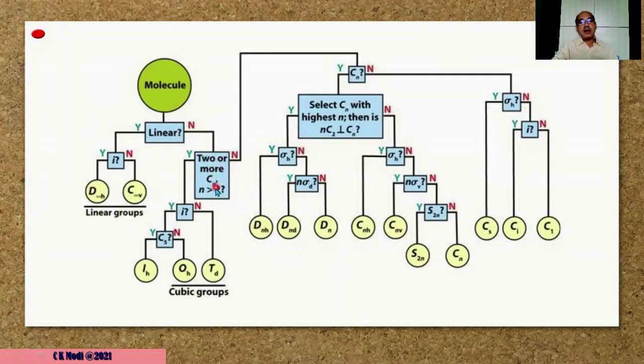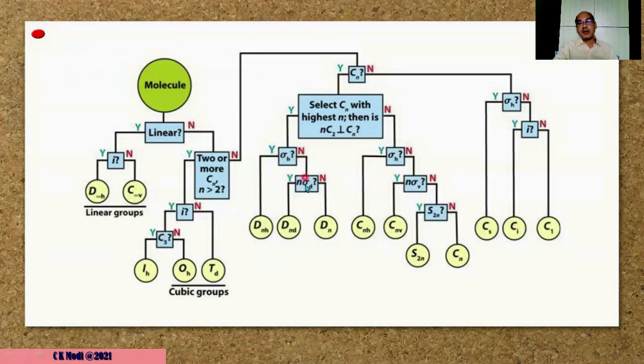Now, if the molecule has a number of rotation axes, but the value of n is equal to 2, number of C2s are present, but not more than 3, 4 like that. If C2s are present which are perpendicular to the principal axis, and sigma h is also present, then the point group is Dnh. So in that case, the molecule has point group Dnh.